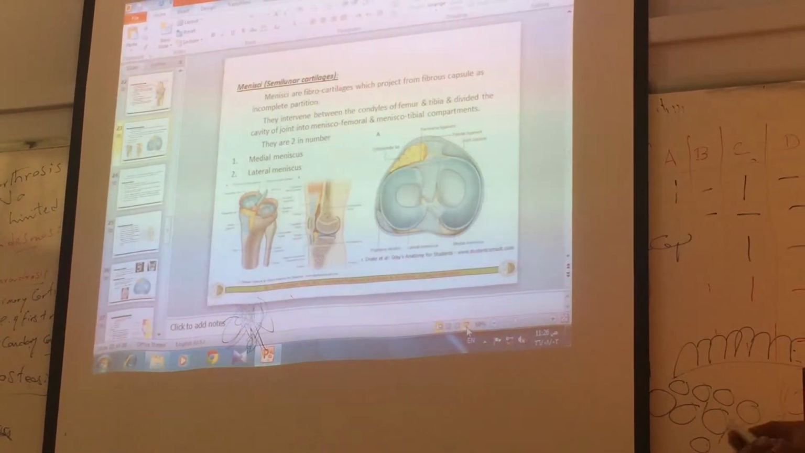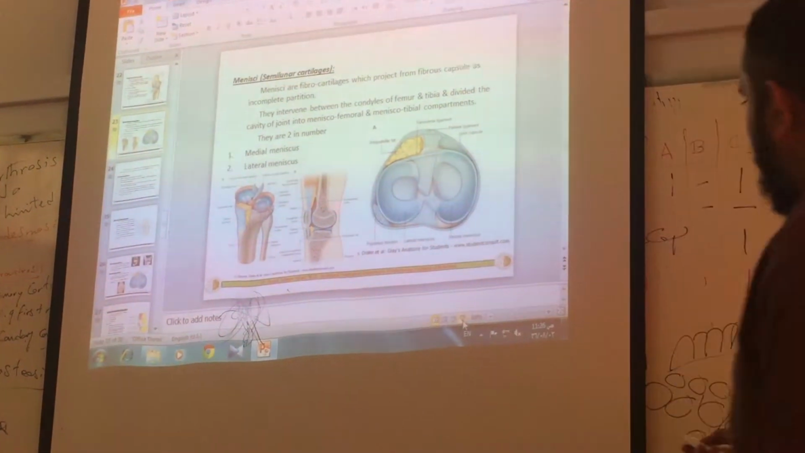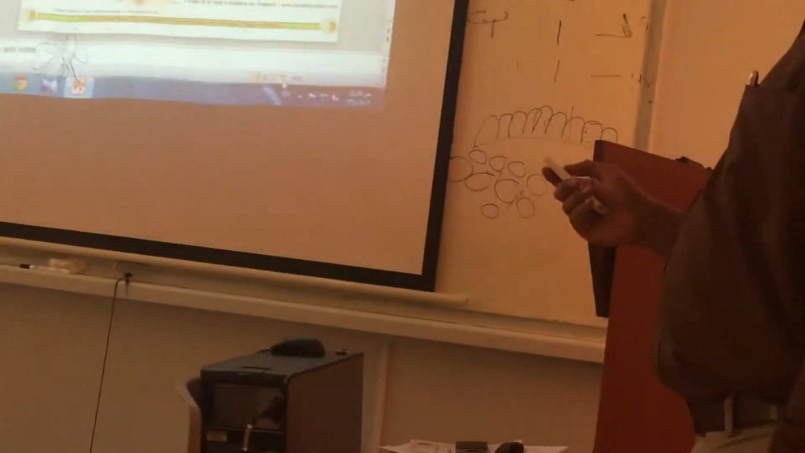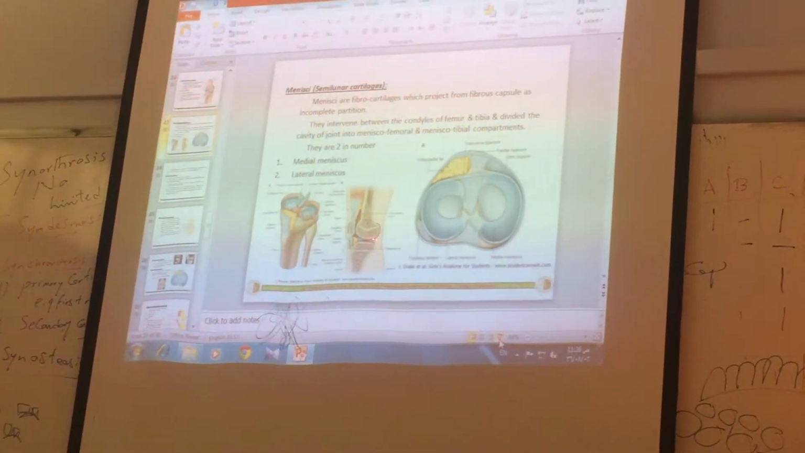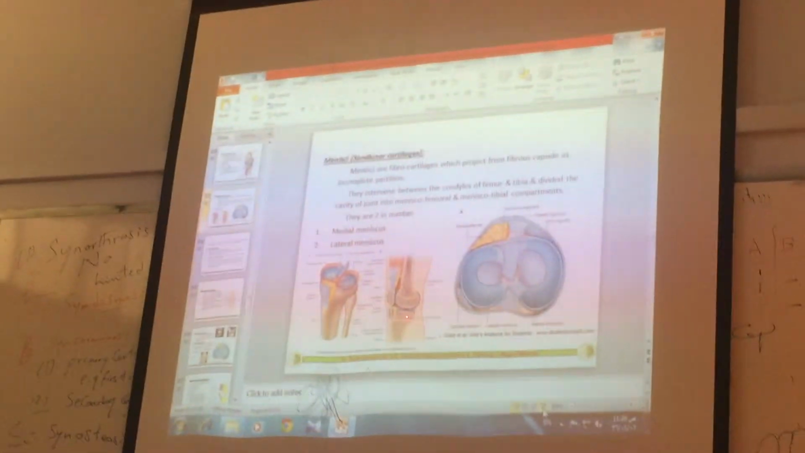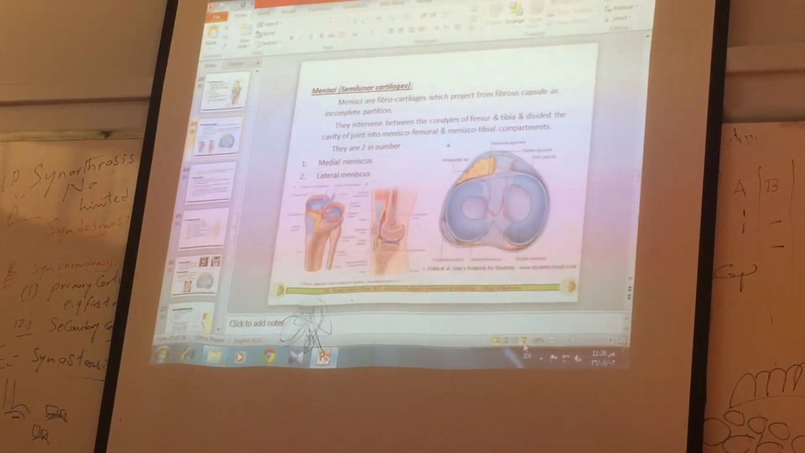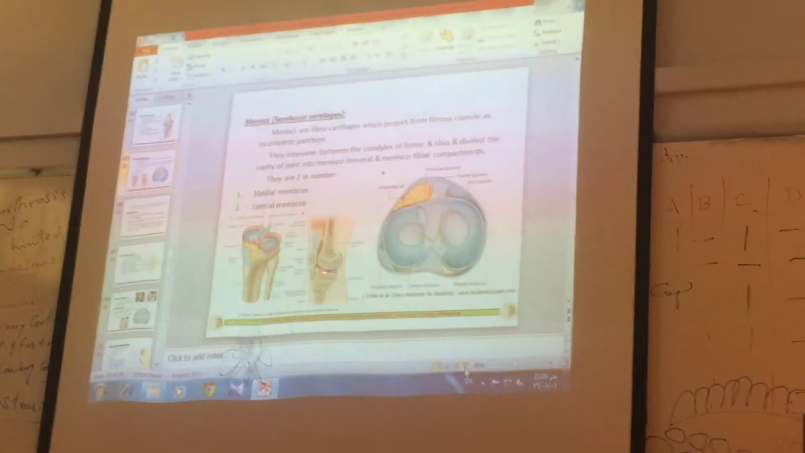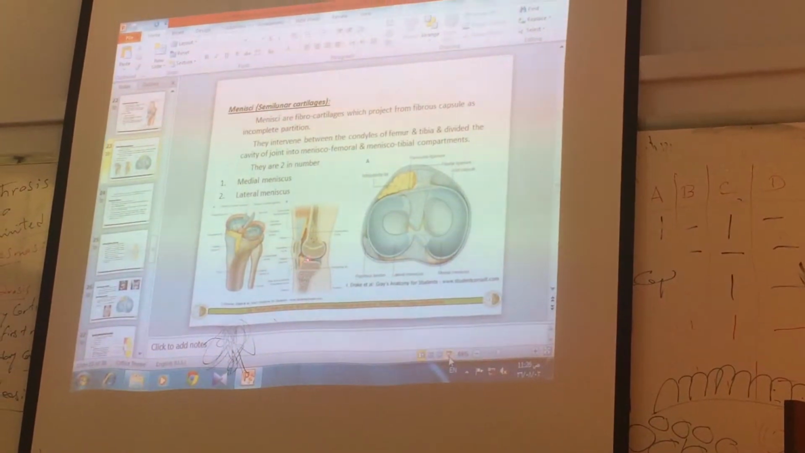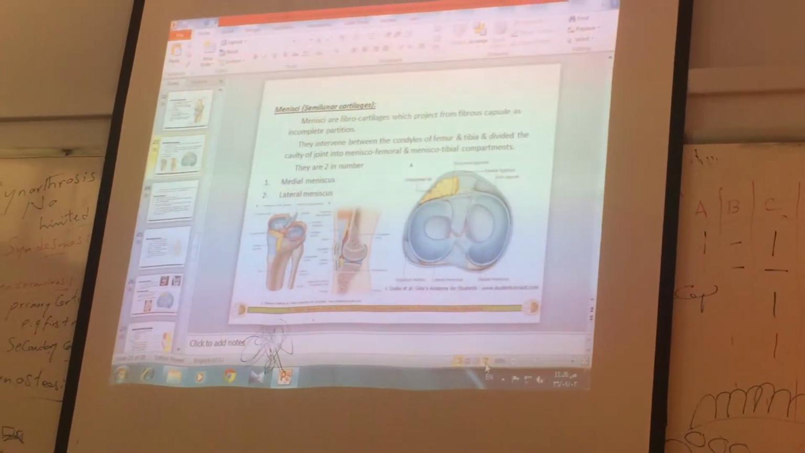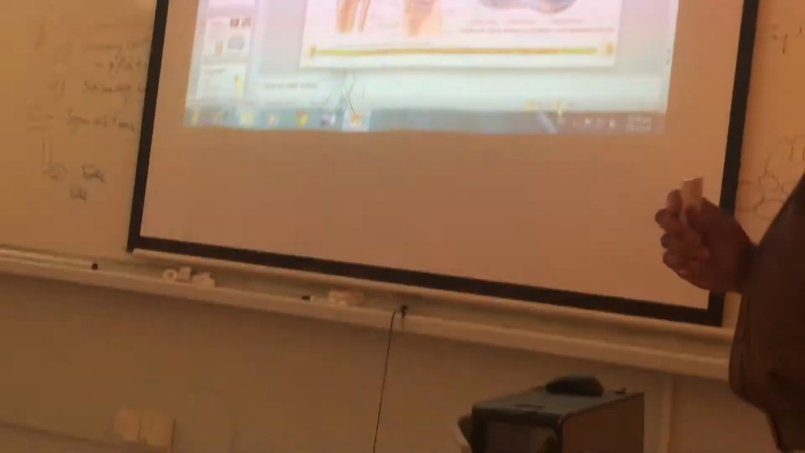Okay, then we have the menisci. As you have seen already, there are two menisci, medial as well as lateral. These are fibrocartilaginous structures within the joint, and they divide the joint cavity into two parts, an upper part as well as a lower part. So there is the meniscofemoral space above and the meniscotibial space below. Between these two, it is divided into two cavities, above the menisci as well as below the menisci.